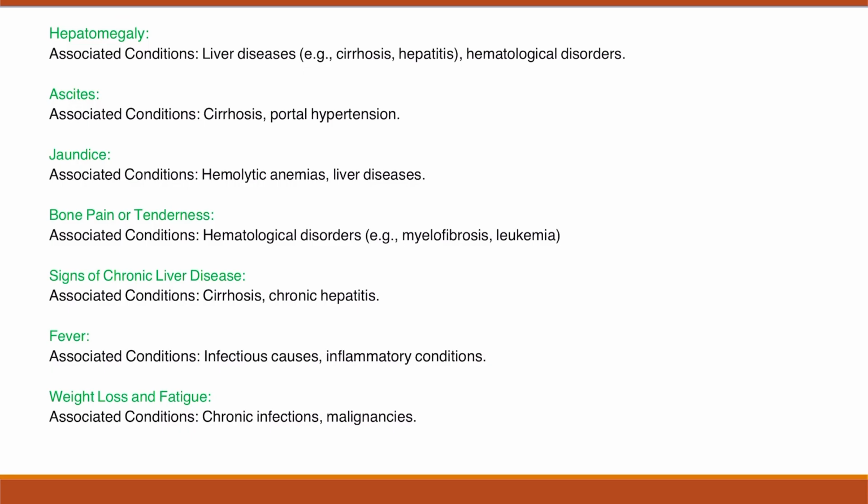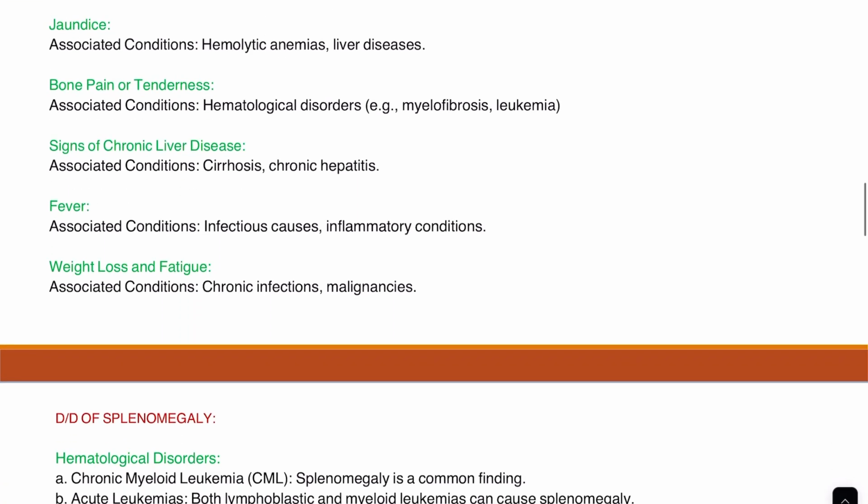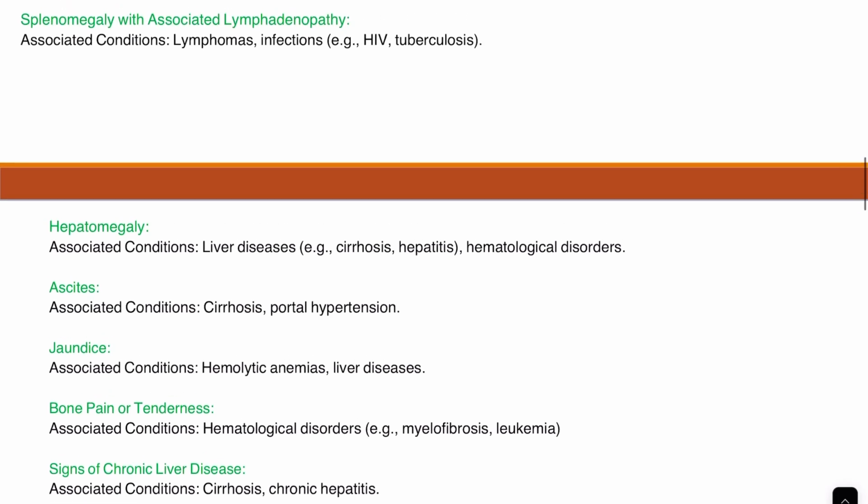Signs of chronic liver disease I already discussed. Fever, normally you will not get, but just for the differential, infectious causes or inflammatory conditions; and weight loss and fatigue suggest chronic infections and malignancies. So these are some of the points you should have in your mind when you're examining the spleen. Your task is not just to find the spleen, because MRCP cases need a broader approach. You should try to look for any signs which could lead to the cause of the splenomegaly.